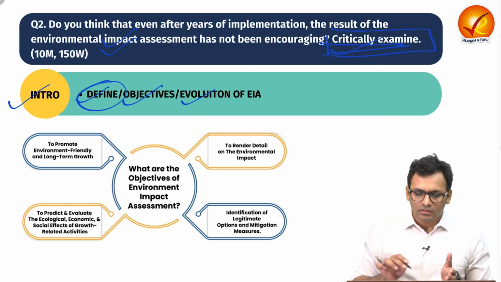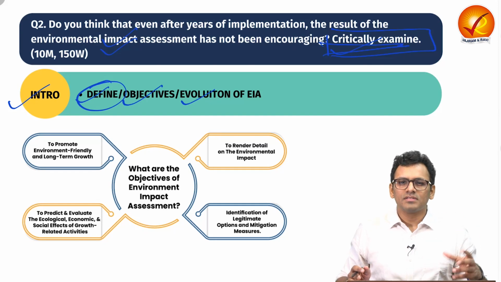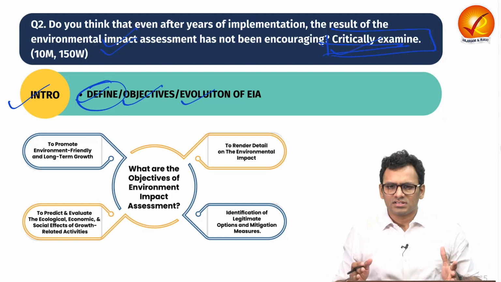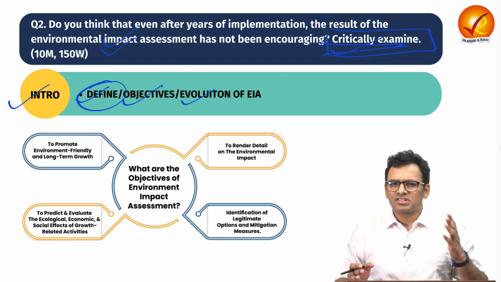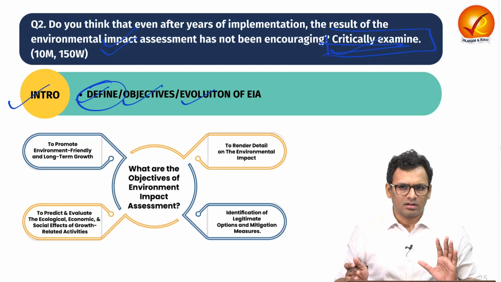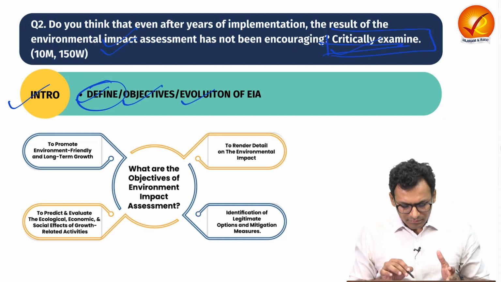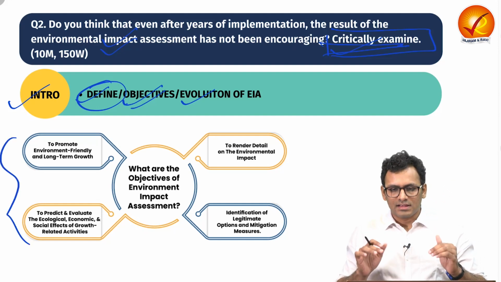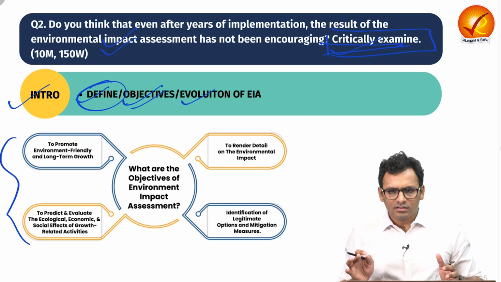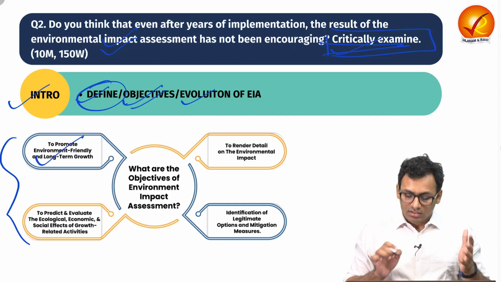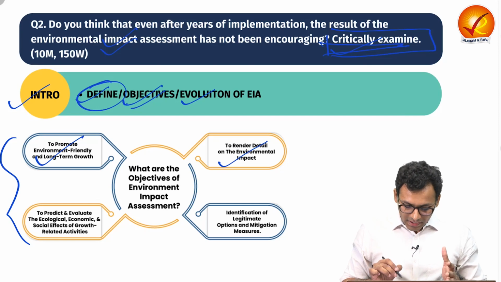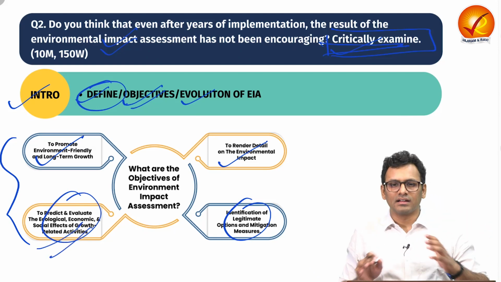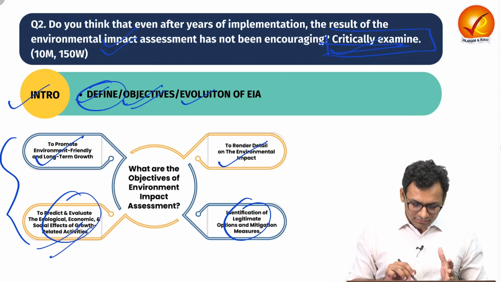The very first is definition of EIA. EIA refers to a process through which environmental impact of any project are assessed to ensure no further damage is done, or to ensure there are certain mitigations to tackle any kind of destruction. So that is environmental impact assessment. Objective, you can either create a mind map like this in your answer along with the introduction, or you can either write in points. To promote environment friendly and long-term growth, to render detail on the environmental impact, identification of options and mitigation measures, and to predict and evaluate social effects of growth related activities. So these are the objectives of EIA.